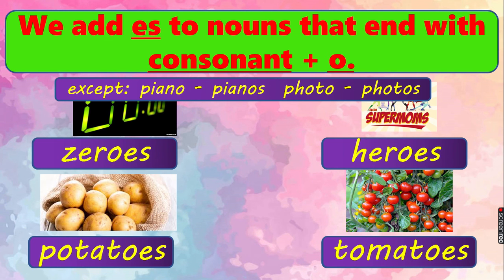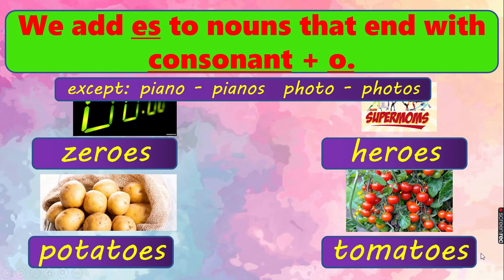We add es to nouns that end with consonant O. For example, zeros. R is consonant plus O, add es, zeros. Heroes. R is consonant, O, add es, heroes. Potatoes. T is consonant plus O. We add es, potatoes. Tomato. T is consonant plus O.